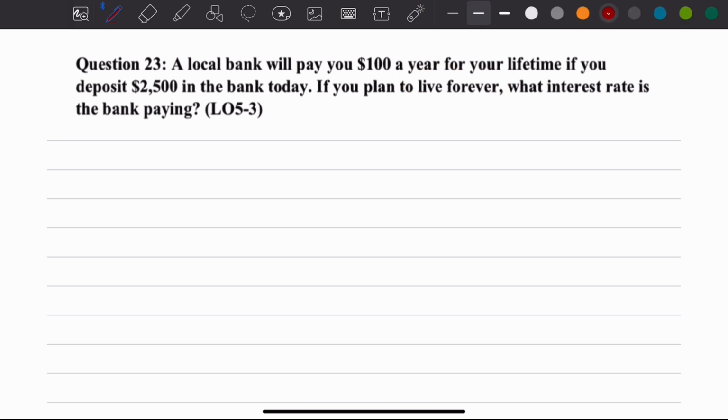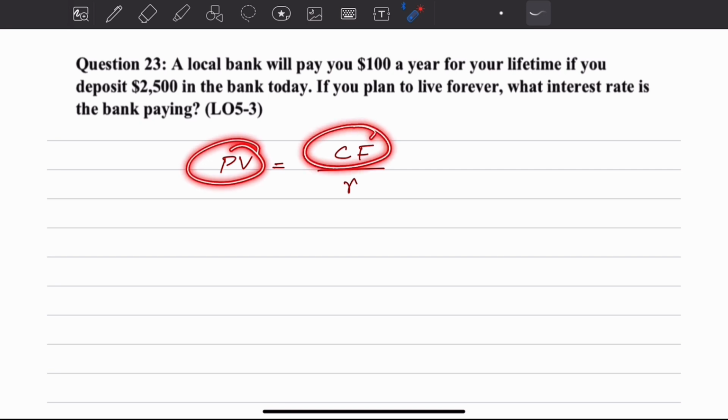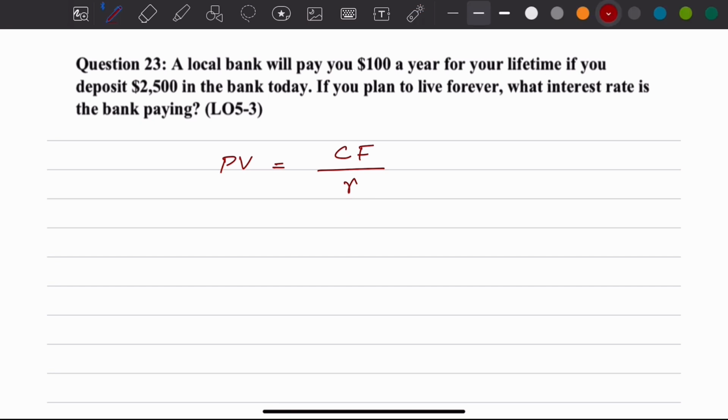So for that, we're going to need the perpetuity formula, which says present value equals the cash flow, or the payments, divided by R. But what we want to find, we have the present value and we have the cash flows. We want to find R. So we can play around with our formula.